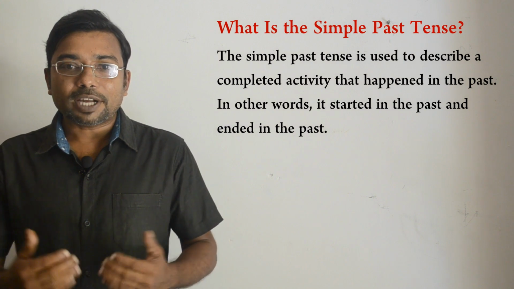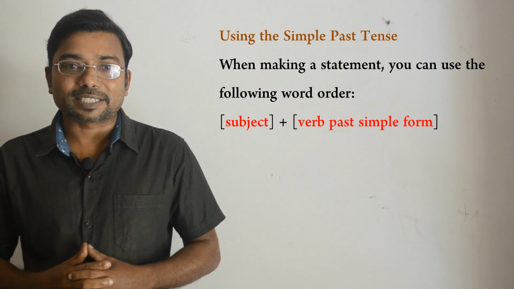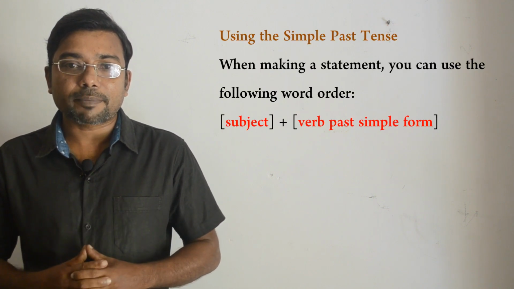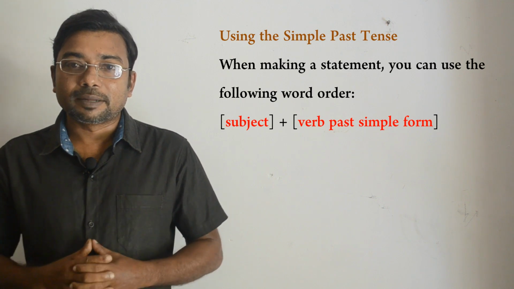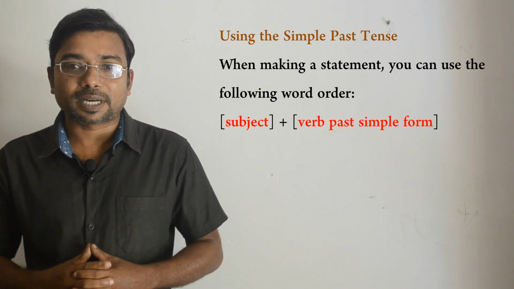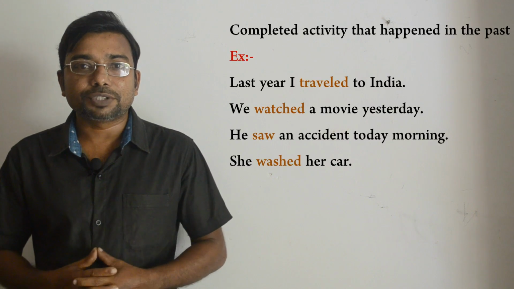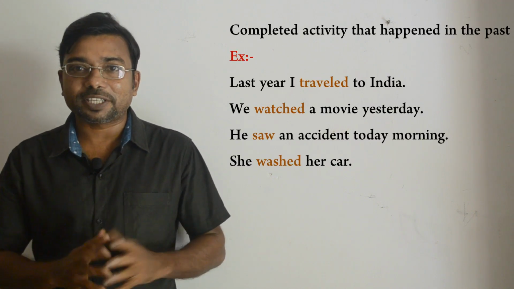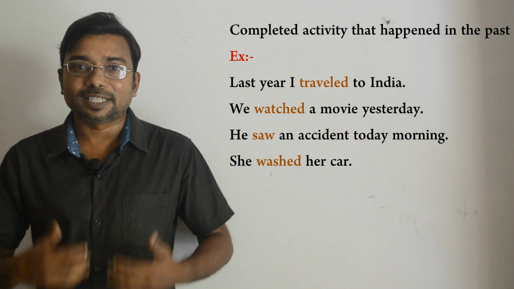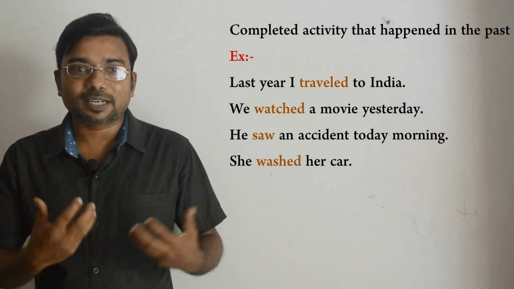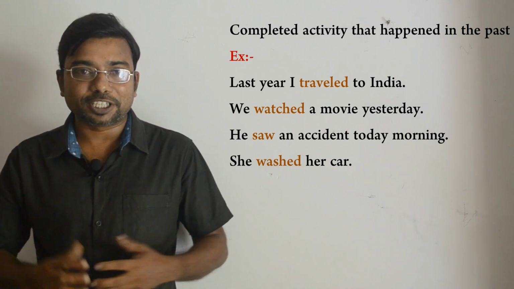Okay, now let's look at how to form simple past tense. Simple past tense is formed by using the subject with the verb's past simple form. Okay. Now we are going to look at uses of simple past tense. We use simple past tense to talk about a completed activity that happened in the past. In other words, an action started in the past and completed in the past at a definite time.